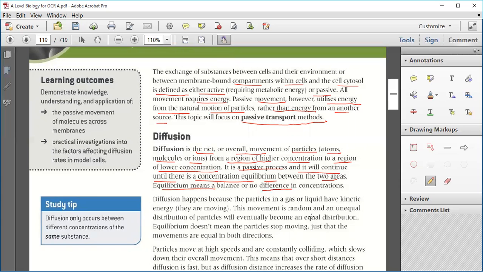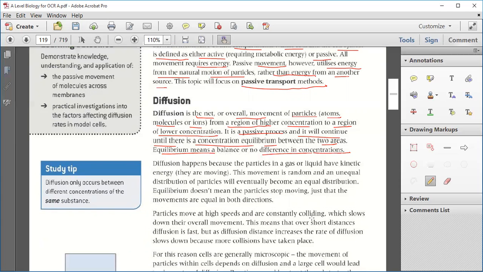Now, diffusion happens because the particles in a gas or a liquid have kinetic energy, that is, they are in the habit of moving here and there. This movement is random, and an unequal distribution of particles will eventually become an equal distribution. Equilibrium does not mean the particles stop moving, just that the movements are equal in both directions.